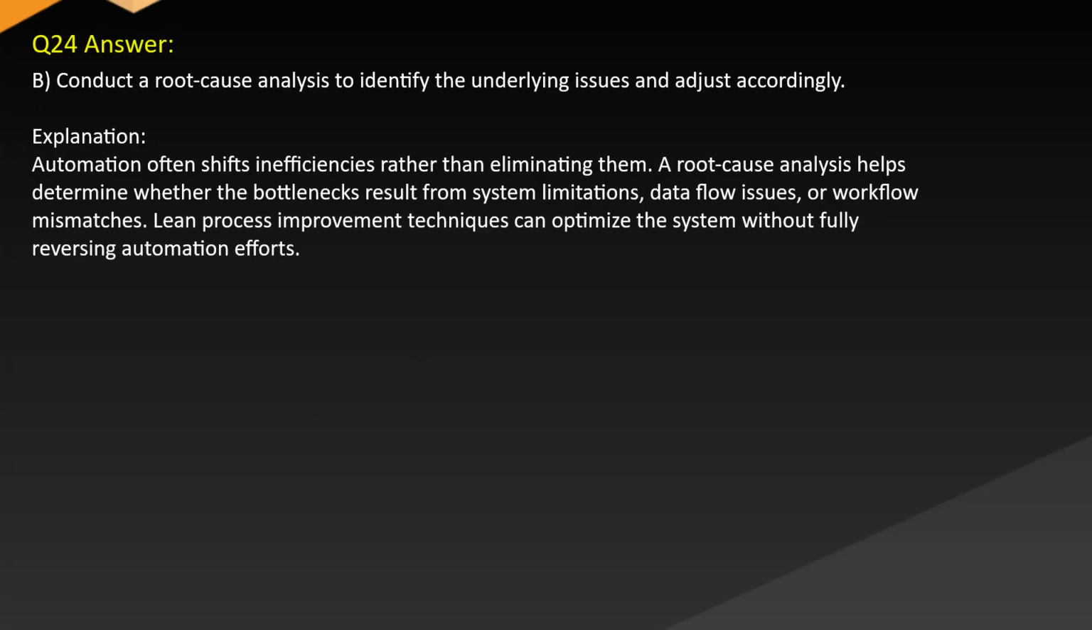Answer. B. Conduct a root cause analysis to identify the underlying issues and adjust accordingly. Explanation. Automation often shifts inefficiencies rather than eliminating them. A root cause analysis helps determine whether the bottlenecks result from system limitations, data flow issues, or workflow mismatches. Lean process improvement techniques can optimize the system without fully reversing automation efforts.